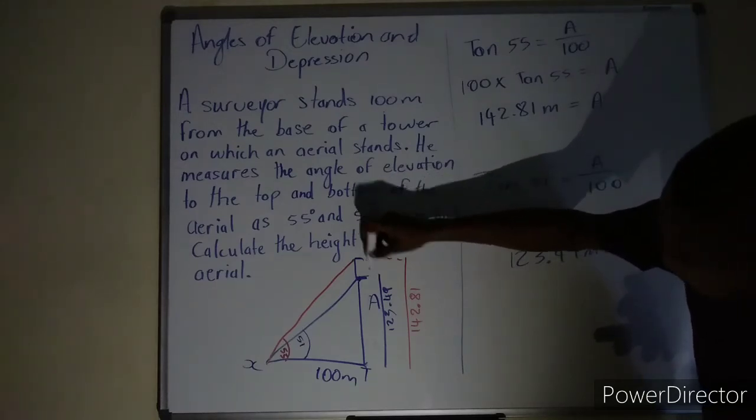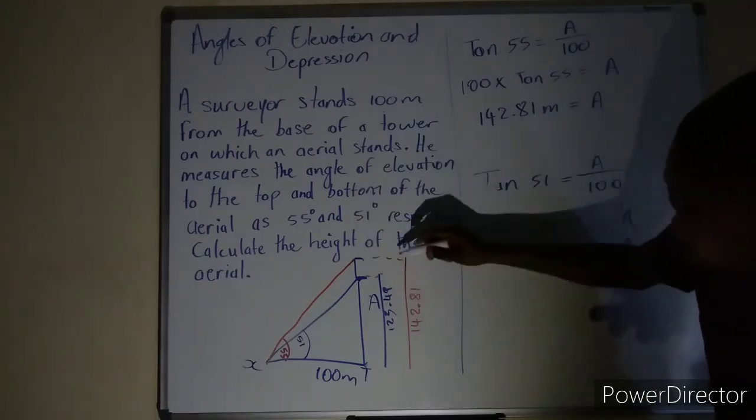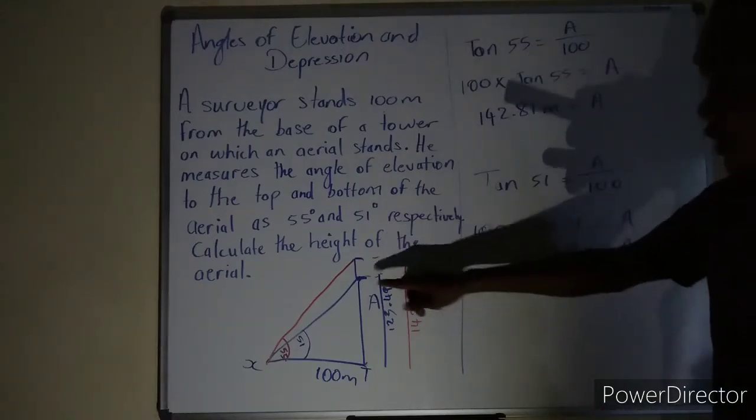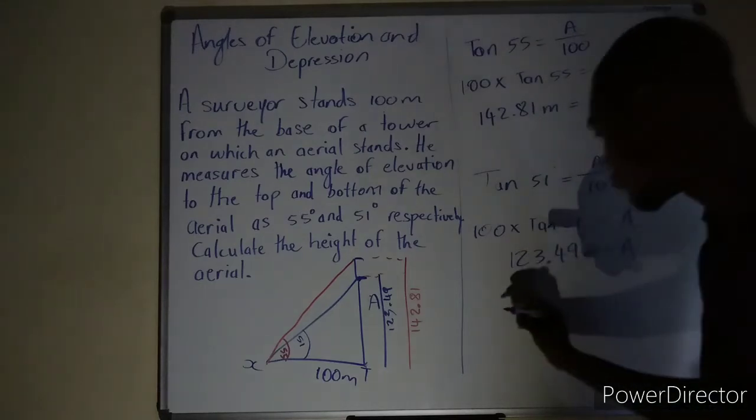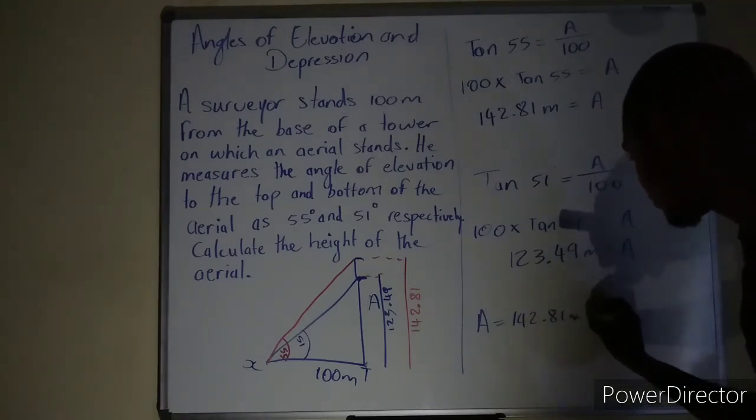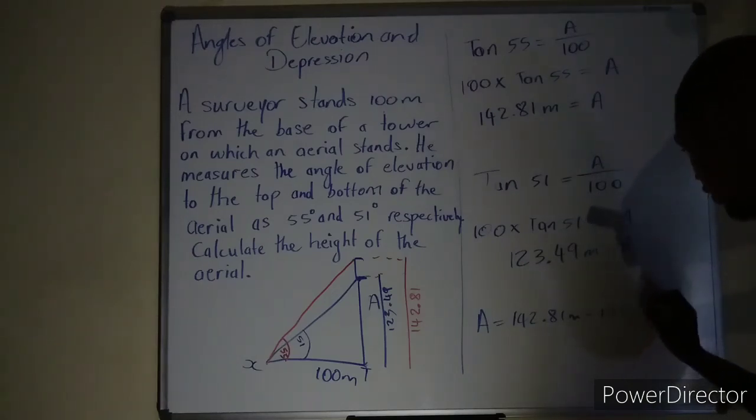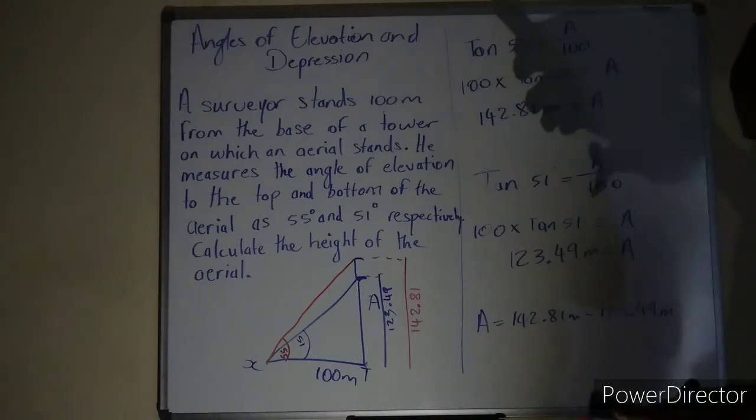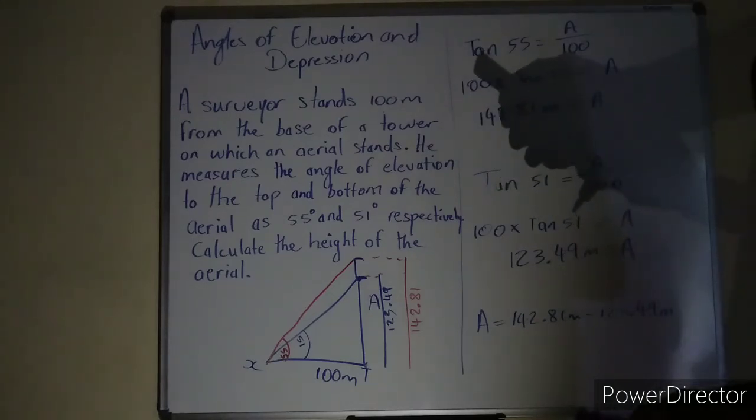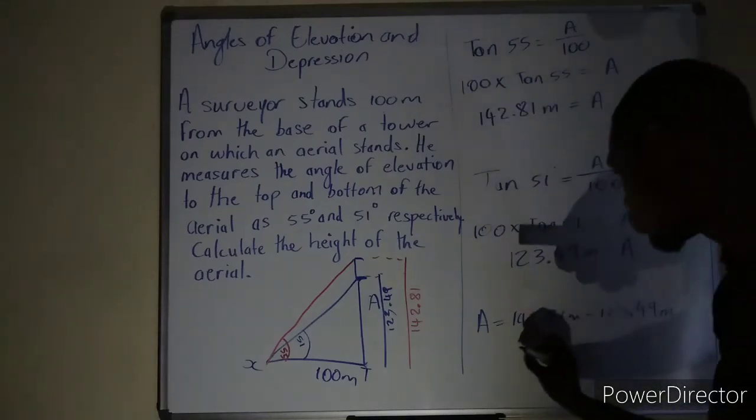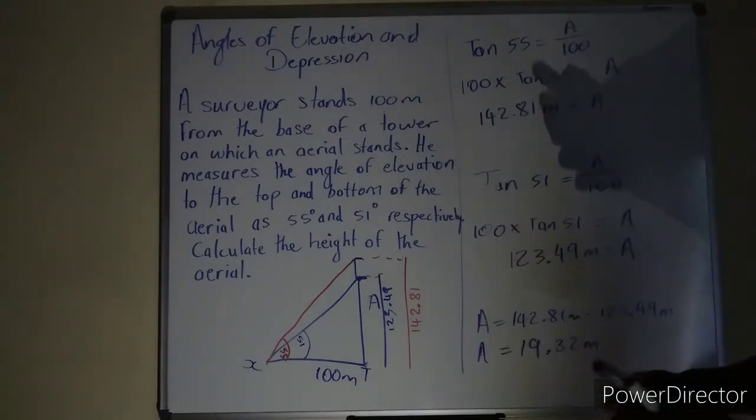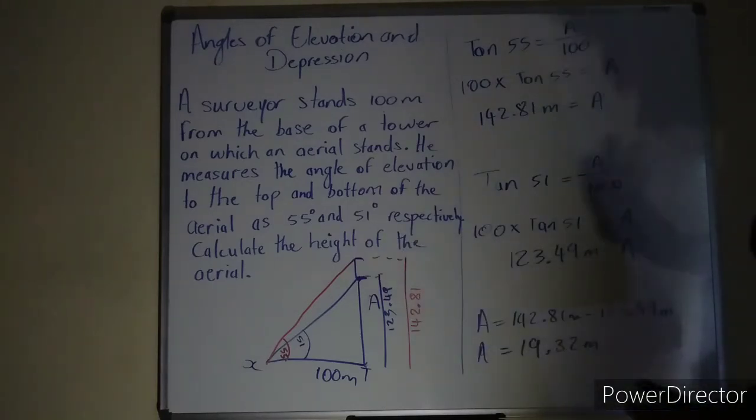142.81. So it's now asking you, what is the difference between moving from this point here to go up there? The only thing you do, the word difference means subtraction. So you'll subtract the smaller number from the larger value. A is officially equal to this value here, 142.81 meters, subtract 123.49 meters, and that will be equal to 19.32 meters. So the height of the aerial is 19.32 meters, and that's what you do.